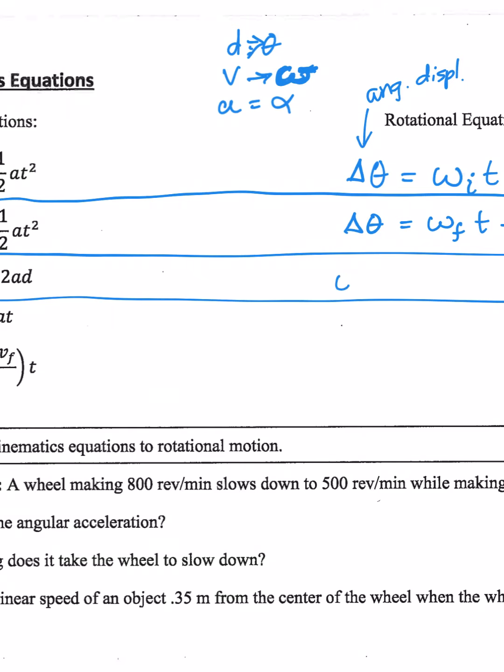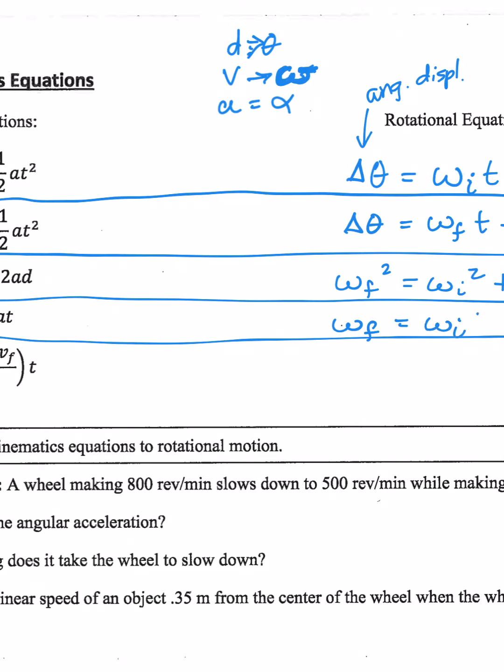So this becomes omega final squared equals omega initial squared plus 2 times alpha times change in theta. This guy becomes omega final equals omega initial plus alpha t. And then finally, change in the angle equals omega initial plus omega final divided by 2, times t.